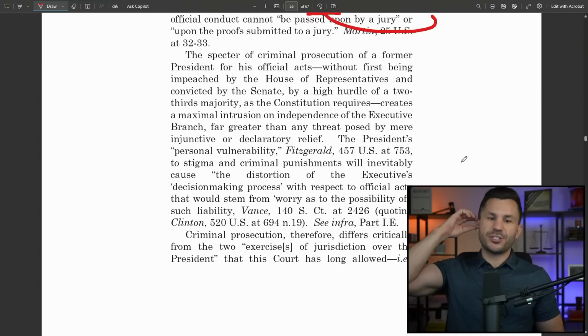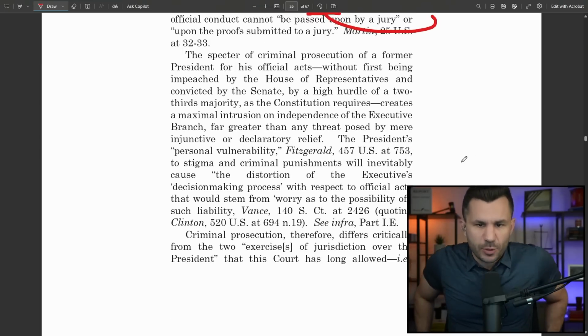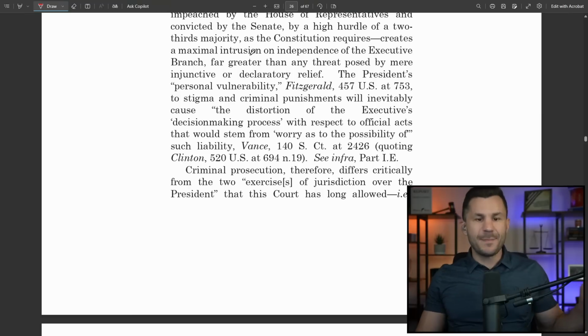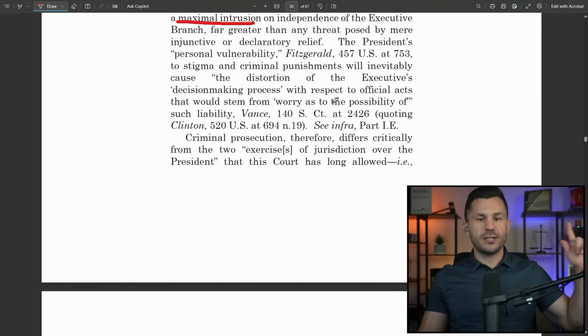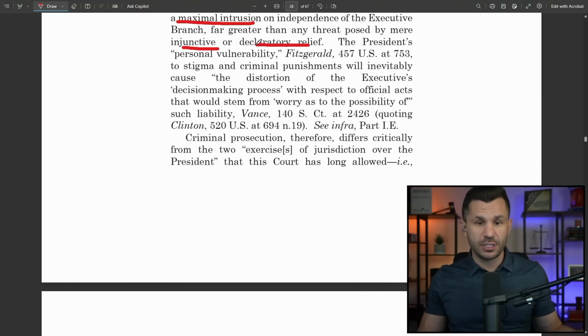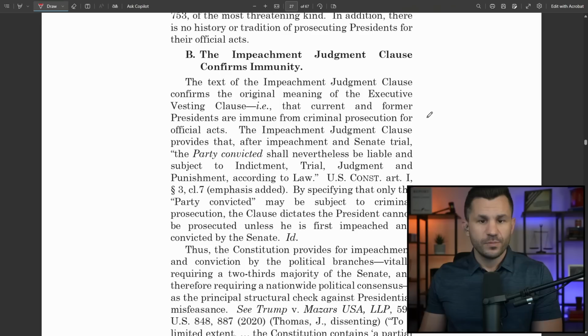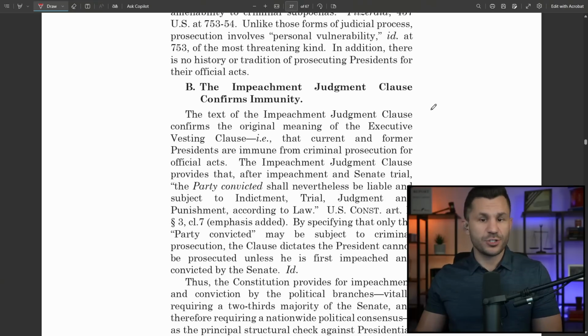They say the specter of criminal prosecution of a former president without first being impeached by a 2/3 majority creates a maximal intrusion on the independence of the executive, far greater than any threat posed by another relief, like injunction or declaratory relief. The president is personally vulnerable, and criminal prosecution makes things much more vulnerable. And so we cannot have this prosecution. In fact, there has been no history or tradition of prosecuting presidents for this conduct at all.